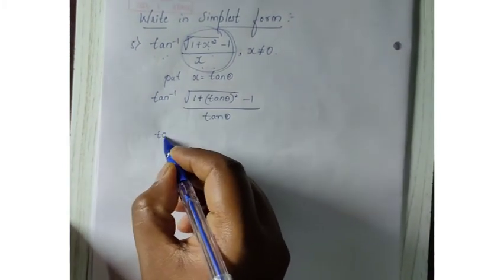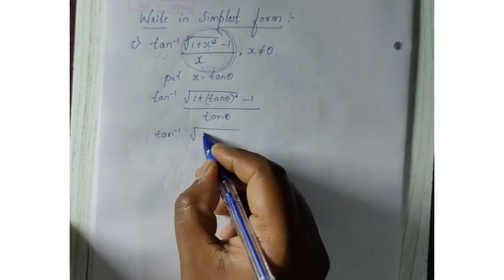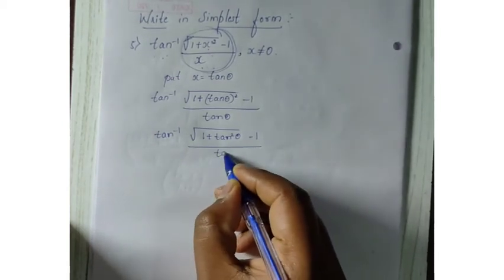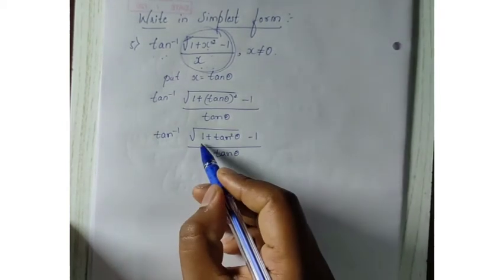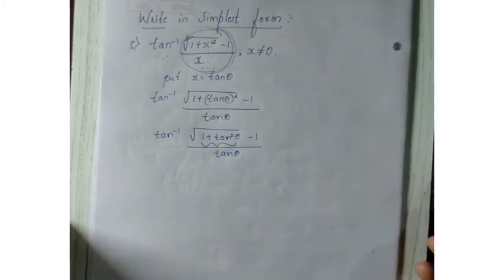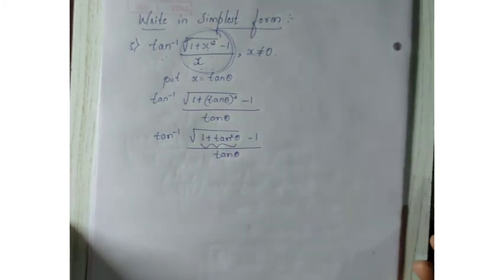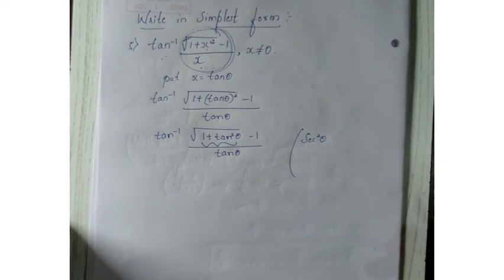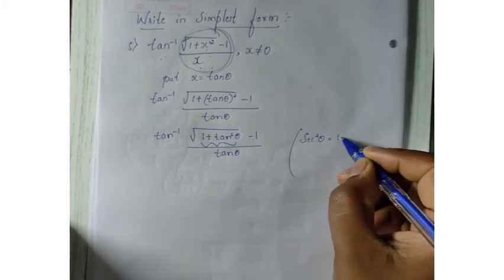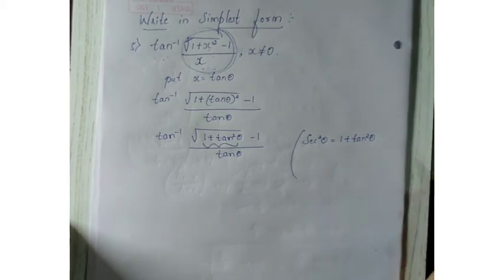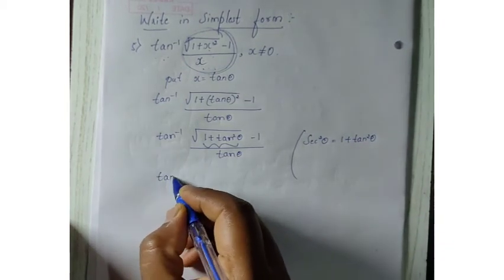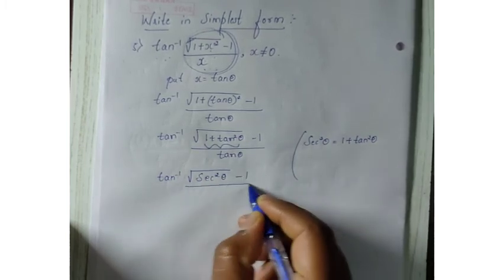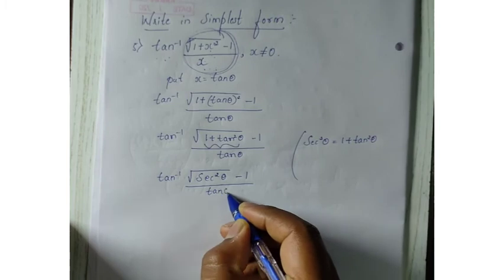Then tan inverse of root 1 plus tan square theta minus 1, divided by tan theta. Now if you observe this part, 1 plus tan square theta, it looks familiar to you. If you recall the formula of secant square theta, that is nothing but 1 plus tan square theta, right? So just replace. That is secant square theta minus 1 divided by tan theta.